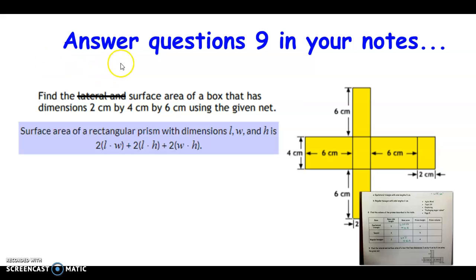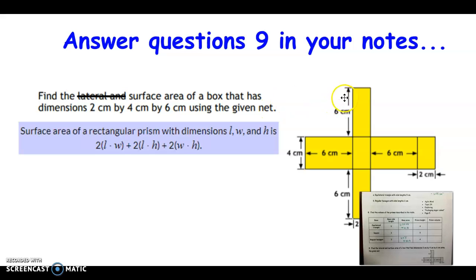So on number 9, it asks us to find the surface area of the box. So this is not volume. This is not length times width times height like we would do for volume. For surface area, it'd be like if you're wrapping a package or painting it, the surface that would be covered in that paper or paint.